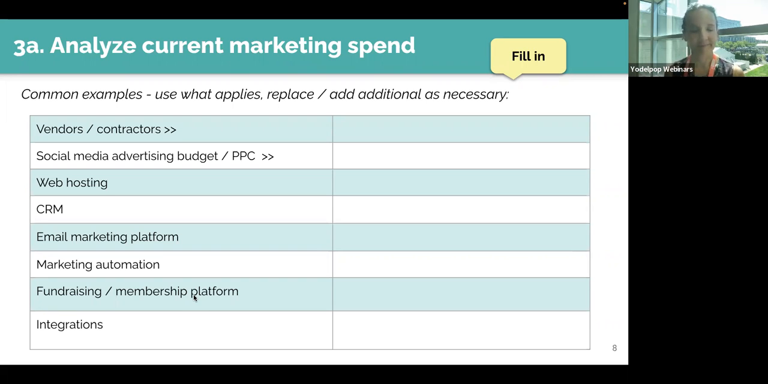Are you paying for Zaps or any other types of integrations to make software talk to each other? Document that right here. I'm not sure I'm going to spend a lot of time letting people fill out this slide, because this is either you know it or you don't. If you don't know it, jot down the name of the person on that line who's going to be able to tell you what's being spent on that piece of your marketing budget. Okay.